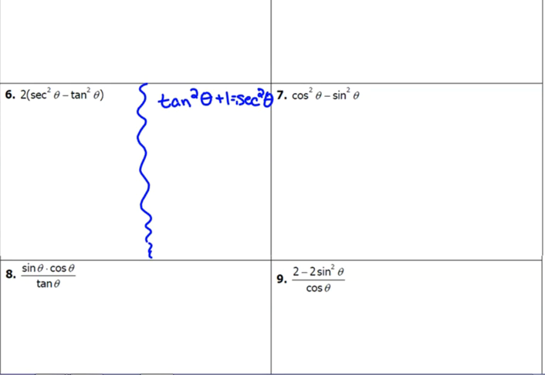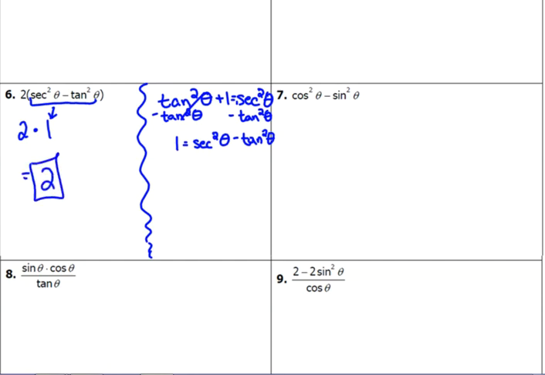The question is, can I manipulate this expression so that it looks like what is in my problem? Well, yeah, we can subtract tangent squared of theta from both sides here. So we get 1 is equal to secant squared of theta minus tangent squared of theta. So secant squared of theta minus tangent squared of theta is equal to 1. So we are going to replace that in our expression there with 1. So this simplifies to just 2.